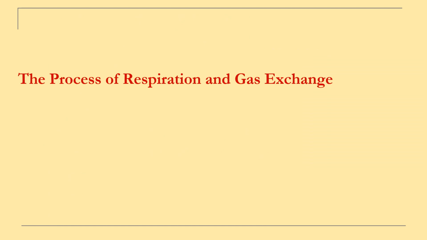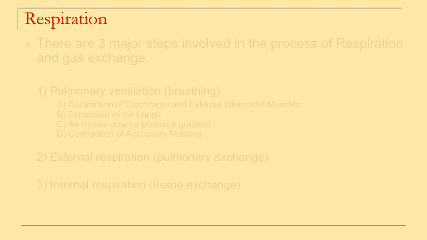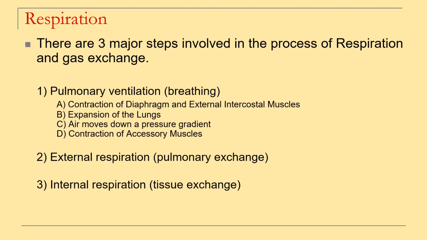All right, so now that we know all of the components of our respiratory system, let's get into the physiology behind it. How does it actually work? We've got three major steps in the process of respiration. One is pulmonary ventilation, two is external respiration, and three is internal respiration. That's the first thing you need to know about the process of respiration. What are the three steps? Pulmonary ventilation, external respiration, and internal respiration.